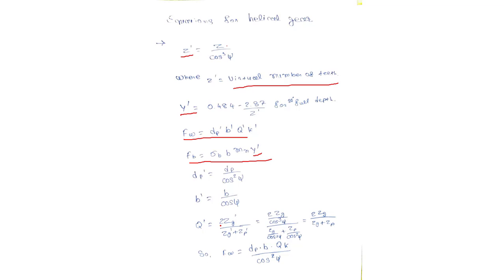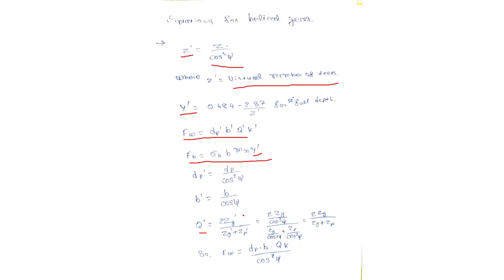And virtual Q dash is equal to 2ZG dash upon ZG dash plus ZP dash. For the number of teeth, we already discussed the equation: for ZP dash, the equation is Z upon cos cube psi. So for ZG dash we will use ZG upon cos cube psi, the same as for the other terms. So the equation will remain the same as that we use in spur gear.